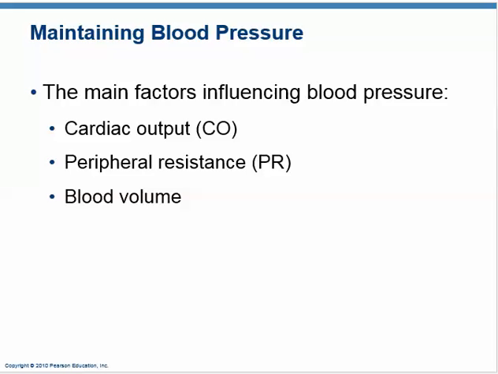So if somebody has a heart attack, cardiac output goes down, blood pressure drops. If somebody has a massive vasodilation, say from a massive release of histamine in anaphylactic shock, then peripheral resistance goes way down, blood pressure drops. Blood volume adds to it. So if somebody's hemorrhaging, they're losing blood, then there's not enough to maintain the blood pressure, and so blood volume, blood pressure drops.